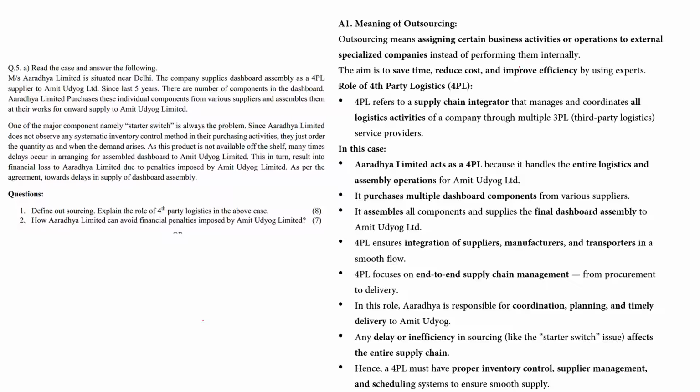So this was basically how you could have written this answer, to the question of what is outsourcing and what is the role of fourth party logistics in the above case. Okay, you all can go through it once.